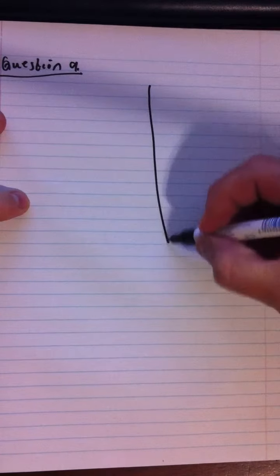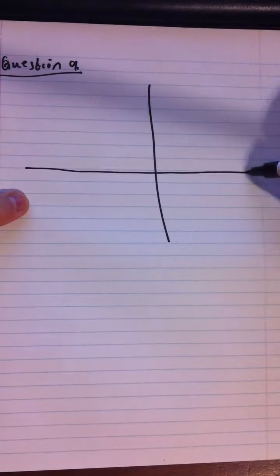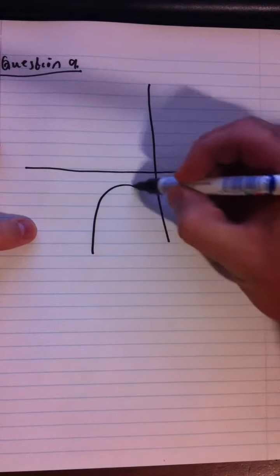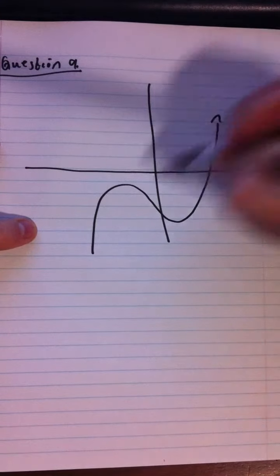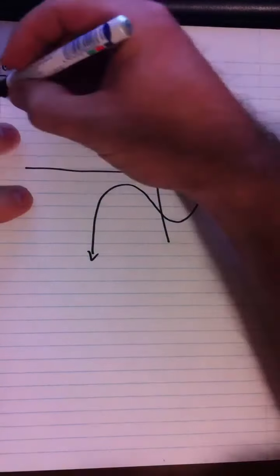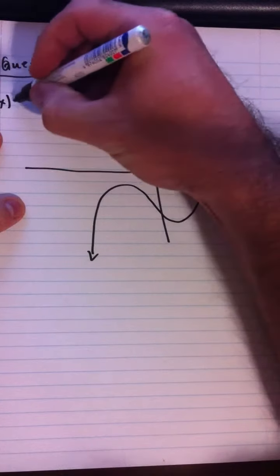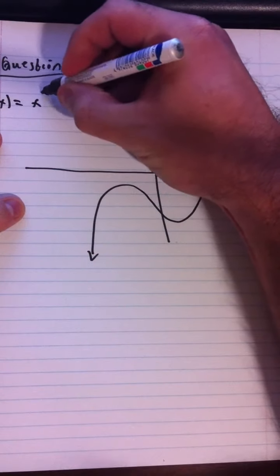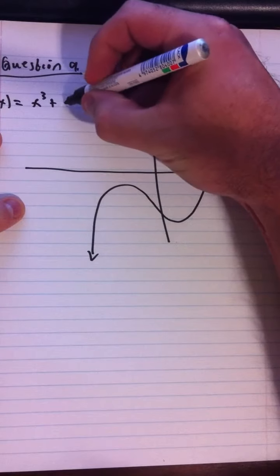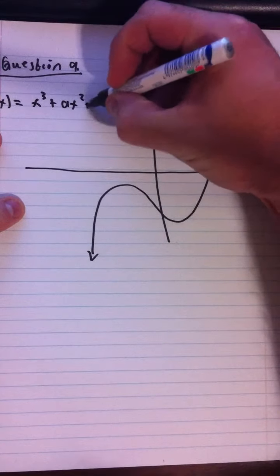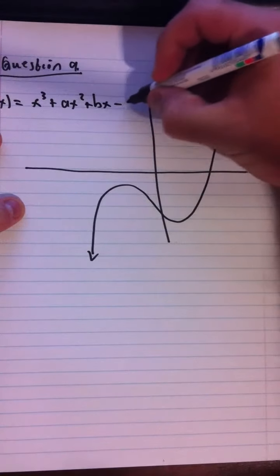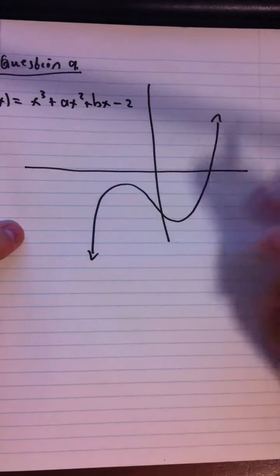9, we get given a cubic function and then asked some questions about it. They give us a sketch of the graph as well. It looks something like this. That's the cubic function, and the equation for that, f of x equals x cubed plus ax squared plus bx minus 2. That's the equation for this curve.